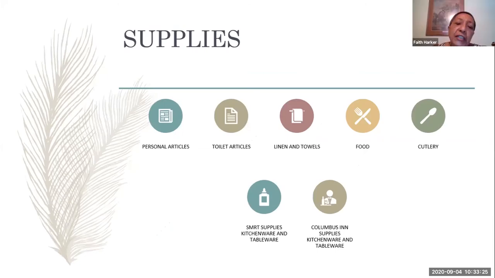The supplies that you're gonna need for clinic, you need to have your personal articles. So if you're going to go out to clinics outside of Kingston, which you will, unless there is some predisposing condition that allows you not to go out there, you will be rotated through an out-of-town site at least once for each of your year one or year two rotations. You need your toilet articles. You need linen and towels for the period that you're going to be out there.